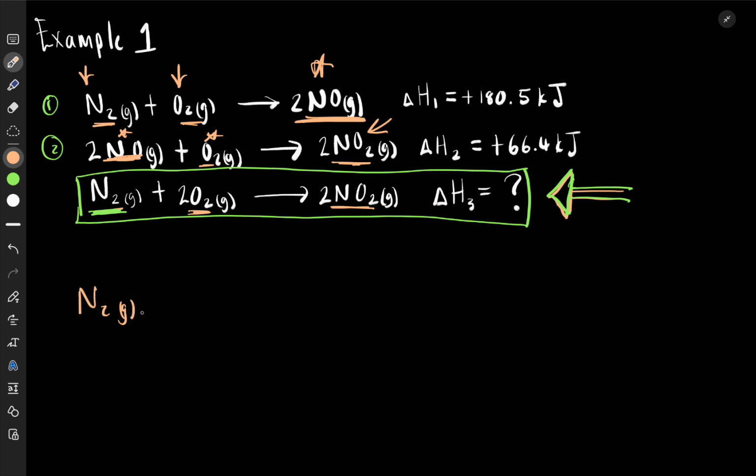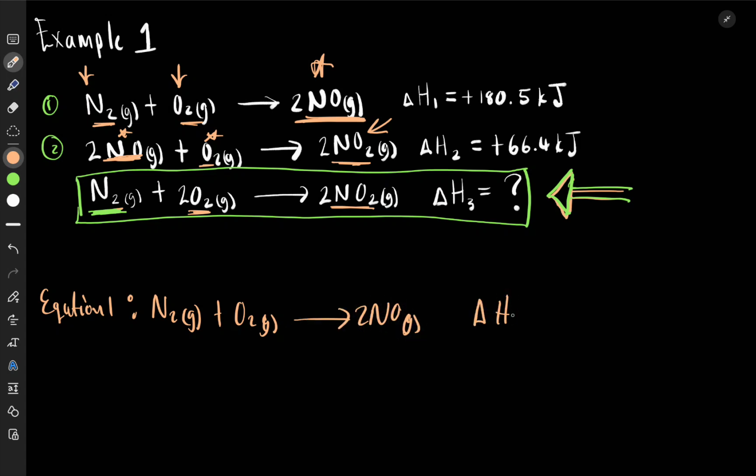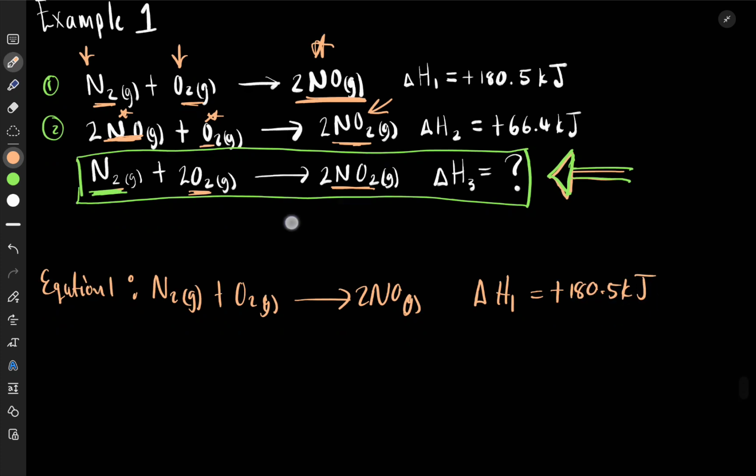So I'll now write N2 gas plus O2 gas, giving me 2NO. This is my equation number 1, where I have my delta H. Equation 1 is now N2 gas plus O2 gas to give us 2NO gas, and I know that my delta H1 is plus 180.5 kilojoules. I didn't have to change anything.